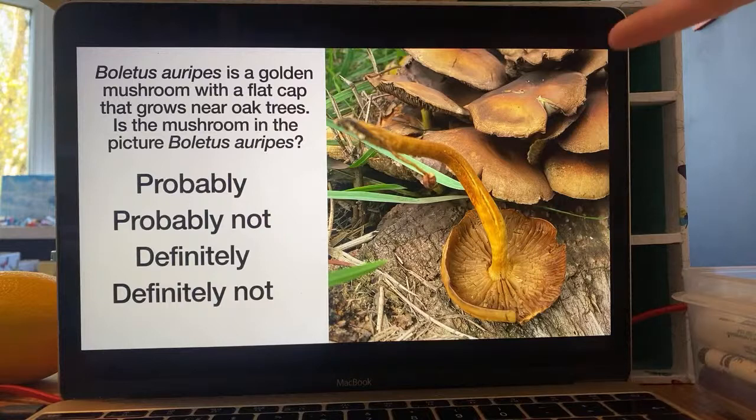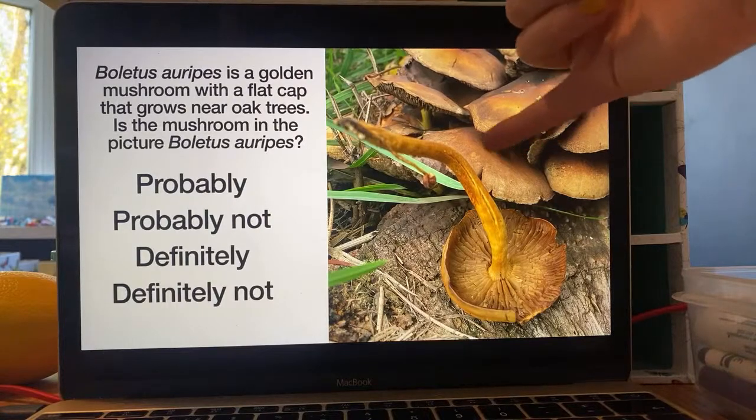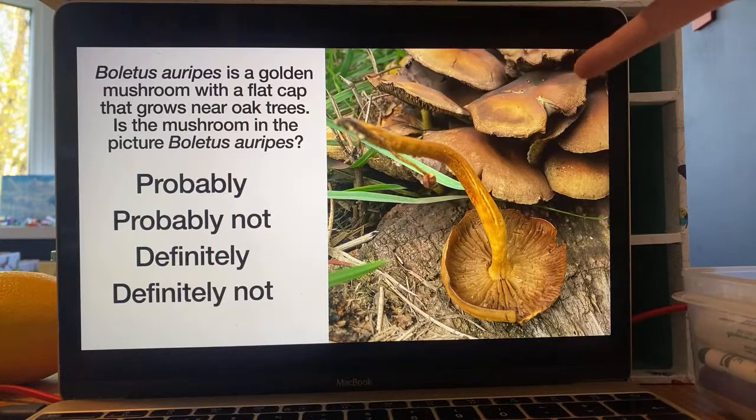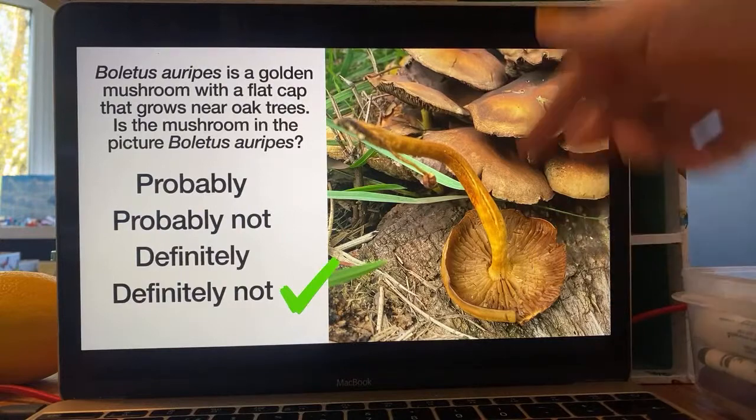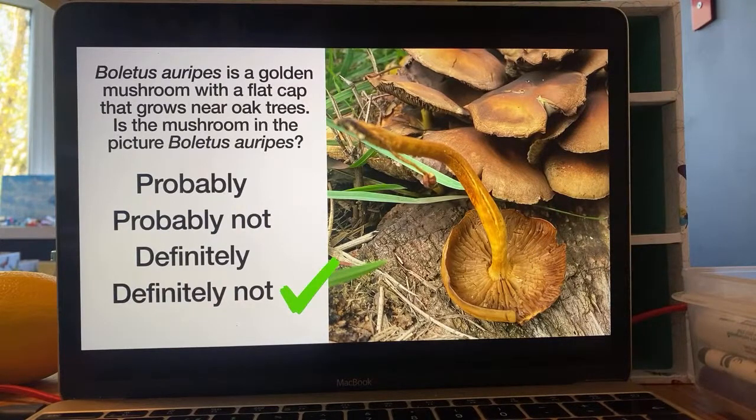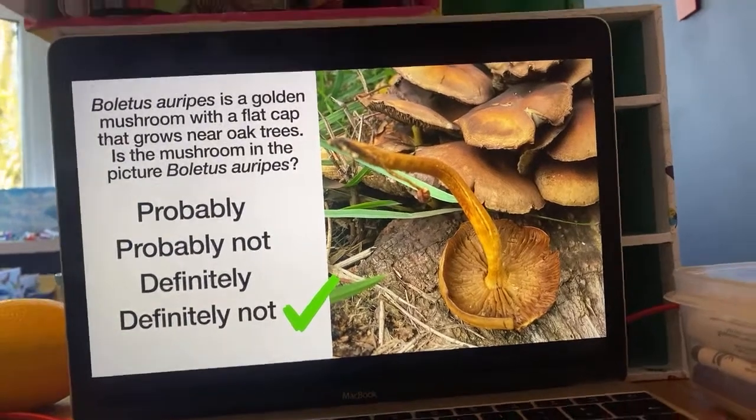So some people on Facebook were looking at the cap and thinking, oh, I don't know if that is a flat cap. Yeah, that's another thing that you could look at as well. The answer is definitely not. It can't be, because the vast majority of bolete mushrooms have pores, right? And this mushroom's got gills, so that is not a bolete. 100% no.